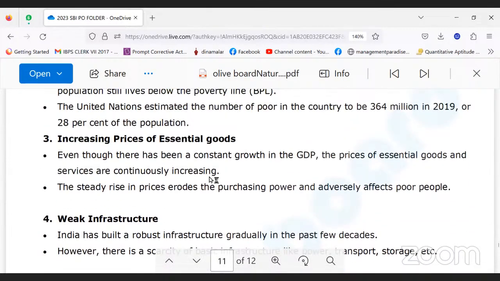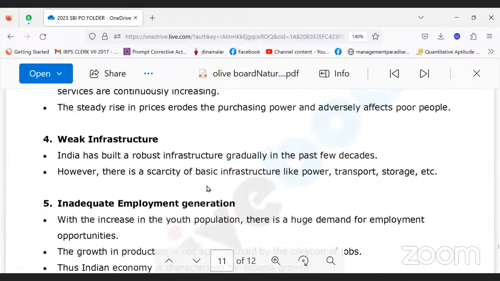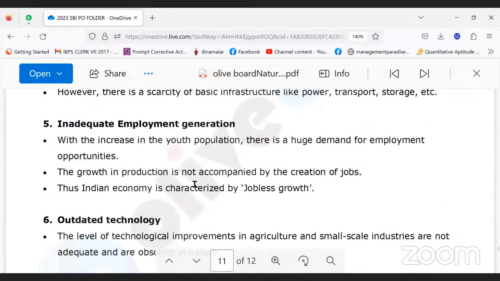Third is increasing prices of essential goods. Even though there has been a constant growth in the GDP, the prices of essential goods and services are continuously increasing. The steady rise in prices erodes the purchasing power and adversely affects poor people. Fourth is weak infrastructure. India has built a robust infrastructure gradually in the past few decades. However, there is a scarcity of basic infrastructures like power, transport, storage, etc.